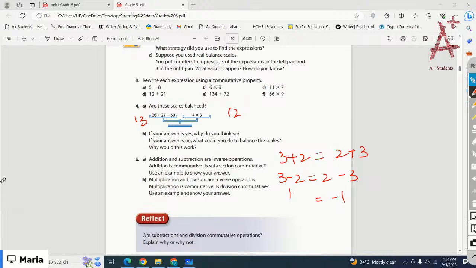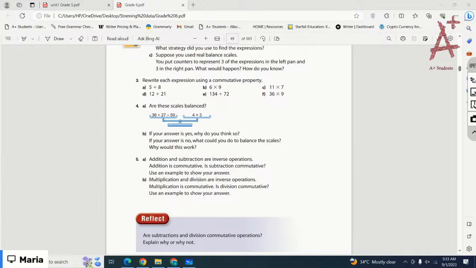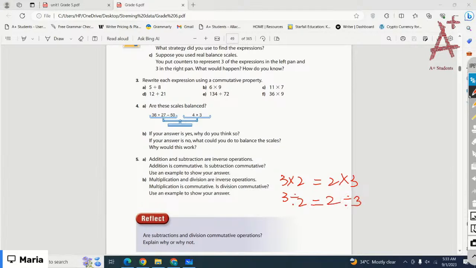Okay, the B part is multiplication and division are inverse operations, right? Multiplication is commutative. Is division commutative? Okay, multiplication is commutative, right? 3 times 2 and 2 times 3 is the same, right? But division is not commutative. 3 divided by 2 and 2 divided by 3 is not the same, right? Either 8 divided by 2 and 2 divided by 8 is not the same. So just multiplication and addition are commutative, subtraction and division are not commutative, right?